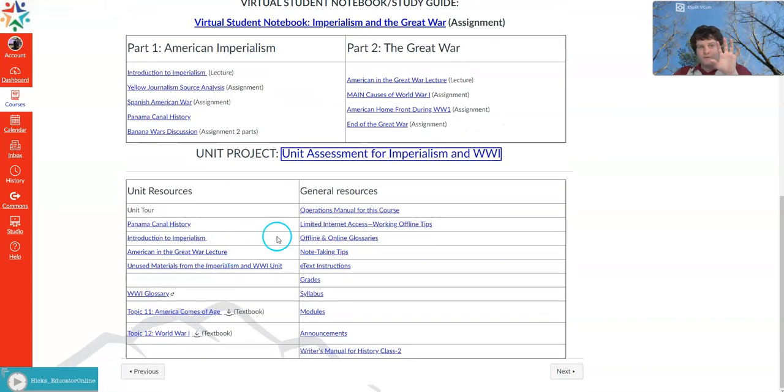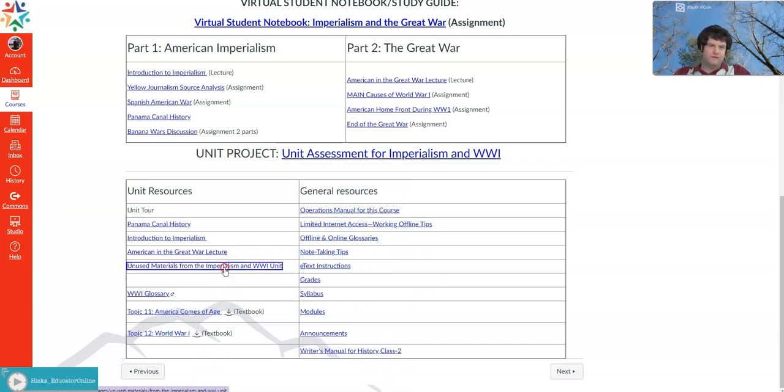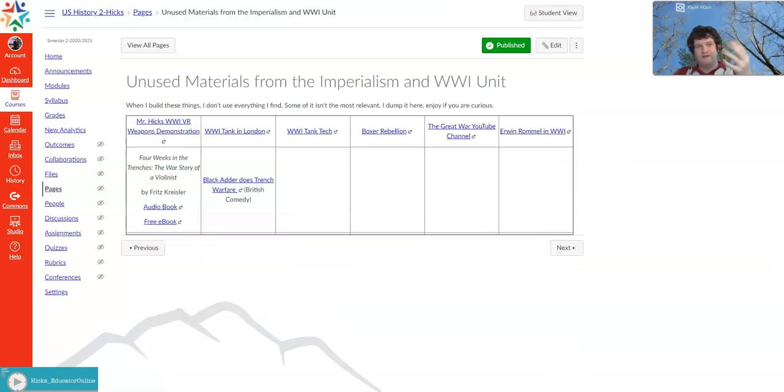But as for resources, down here in the resources section, I've got the Panama Canal. The lecture videos are here. The glossary and the relevant textbook sections are here. You guys know the general resources. Just to touch on the unused materials, this is stuff that I didn't use in the course, but you might find it interesting. We've got all kinds of things.